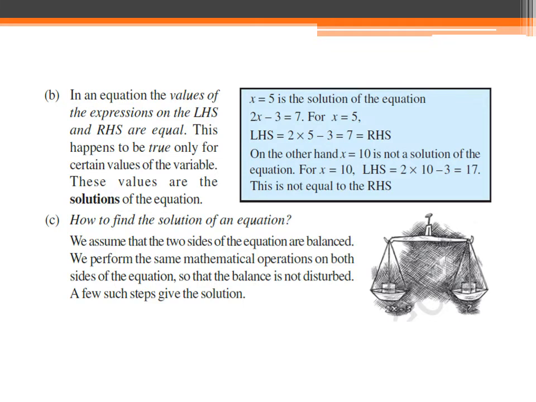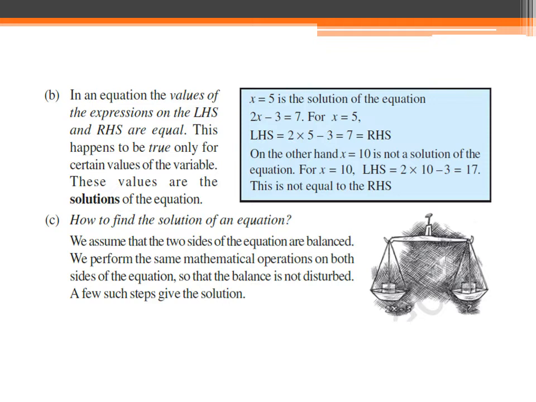This happens to be true only for certain values of the variable. This value of the variable which satisfies the equation is called the solution of the equation. Let us take one example. 2x minus 3 is equal to 7 is an algebraic equation. Here, 2x minus 3 is the LHS. When x is equal to 1, what is the value of the LHS? 2 into 1 minus 3 is equal to minus 1, which is not equal to the RHS. Therefore, x is equal to 1 is not a solution.